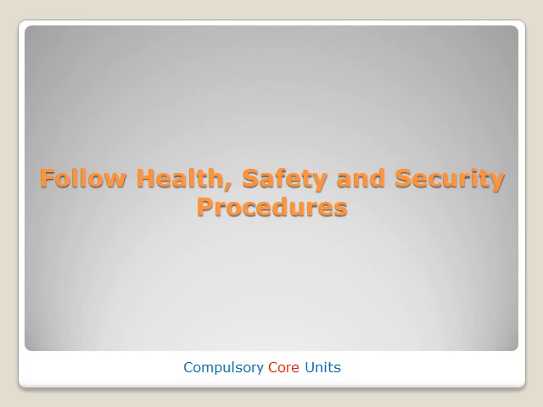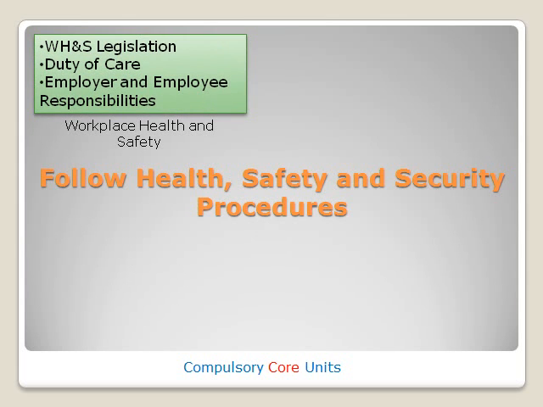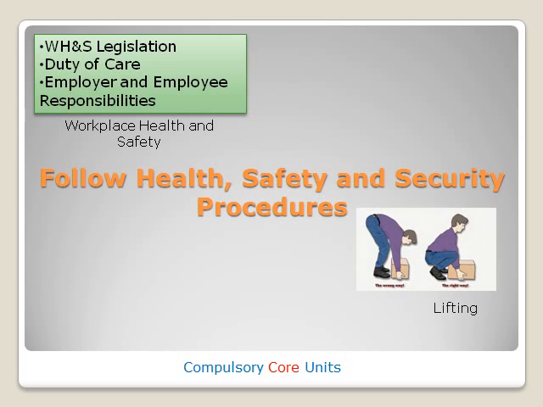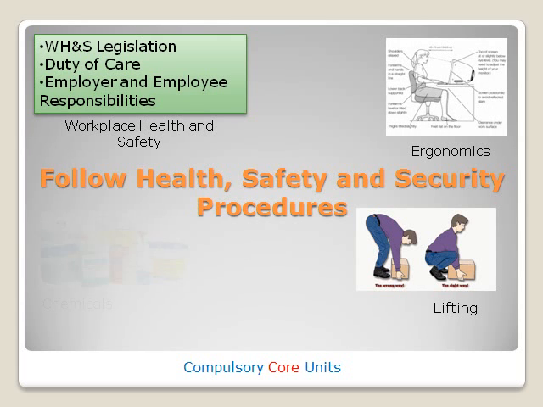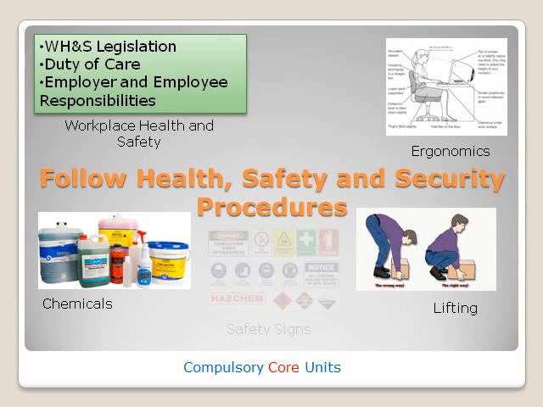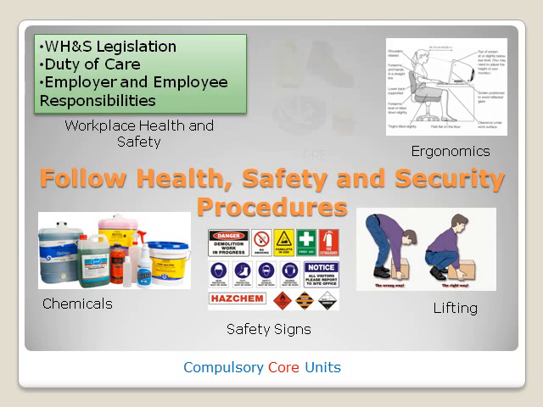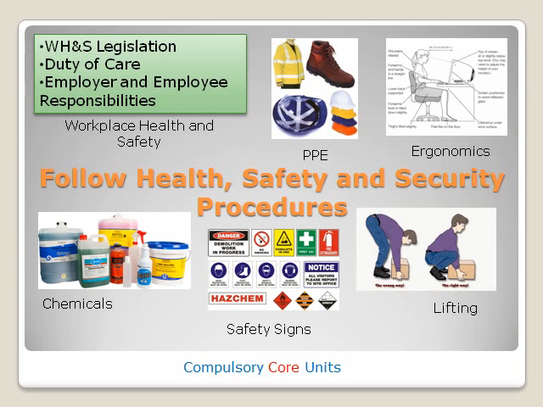Follow health, safety, and security procedures taught us about how injuries at work can affect many people in many ways. We learned about workplace health and safety, WH&S legislation, duty of care, and employee and employer responsibilities in preventing workplace injuries. We also learned about safe work practices such as lifting and moving items, ergonomics, chemical safety, and many others. We learned about safety signs and personal protective equipment.